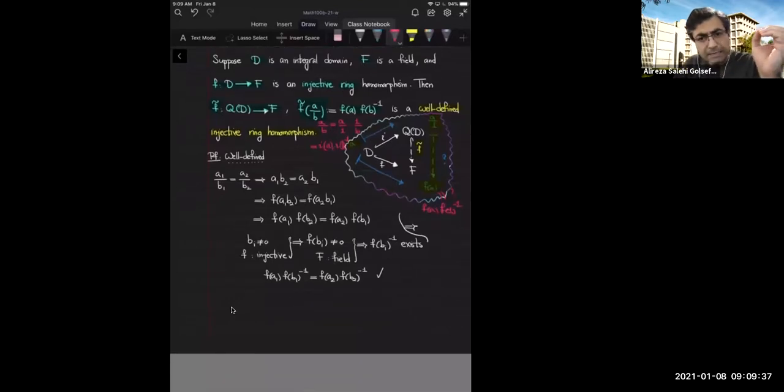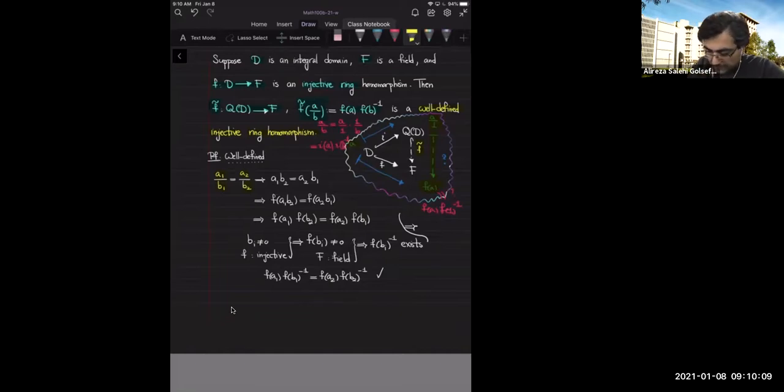Again, what does that mean? It means when I give you the same fraction, but with two different representations of the same fraction. So if I give you A1 and B1, A2 and B2, so that A1 over B1 is the same as A2 over B2, then I need to show why F tilde gives me the same element of the field capital F via this rule that we have.